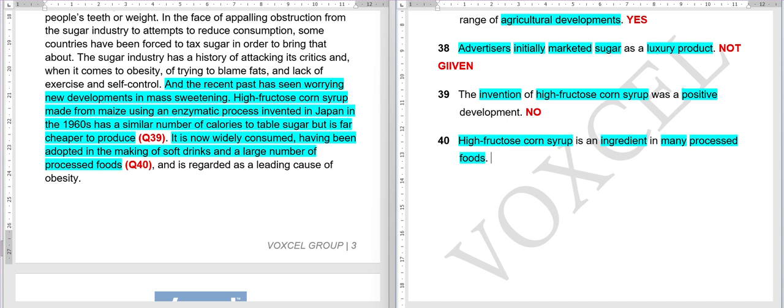Okay, time's up. The answer to this question is yes, because here it is clearly written, "it is now widely." So here "it" is a pronoun, and obviously it refers to something that has been said previously. Previously we were talking about high fructose corn syrup. I hope it is clear. So it is used in soft drinks and a large number of processed foods. It is used as an ingredient in these.